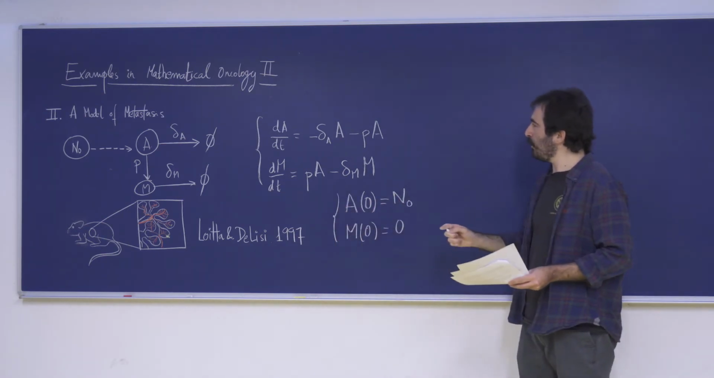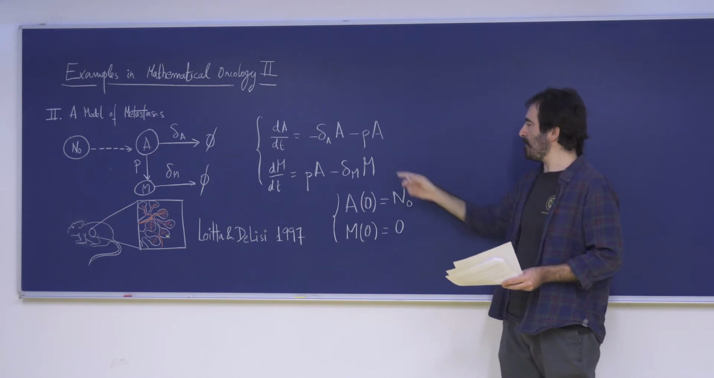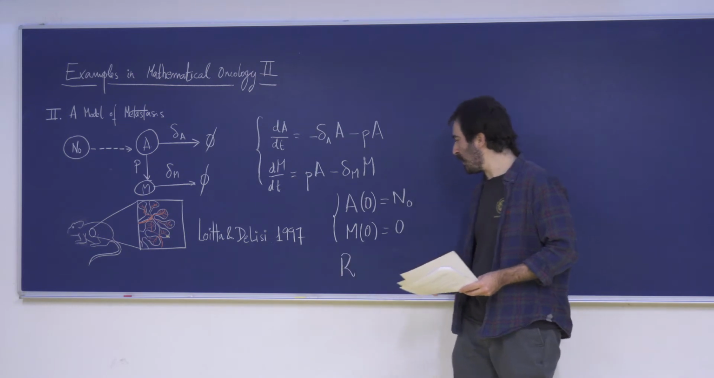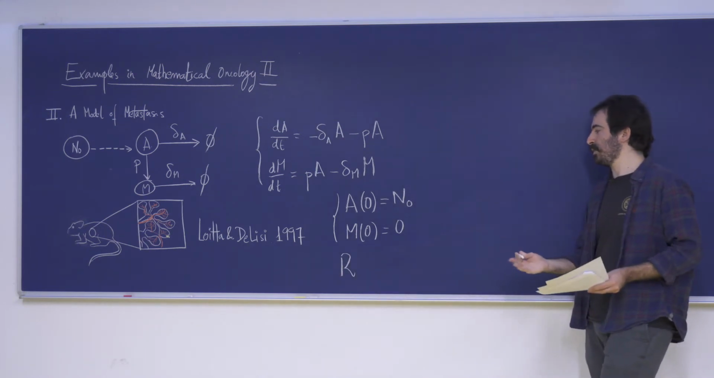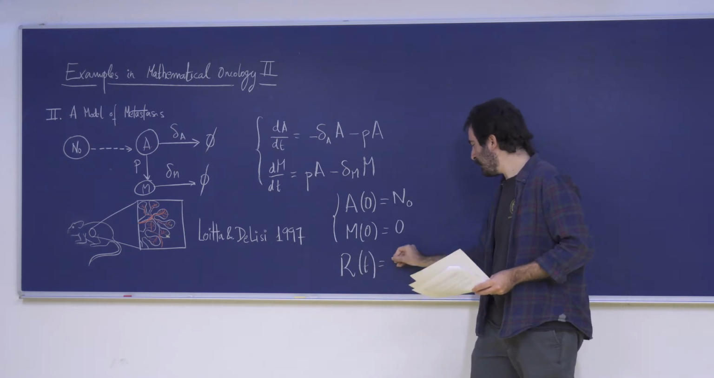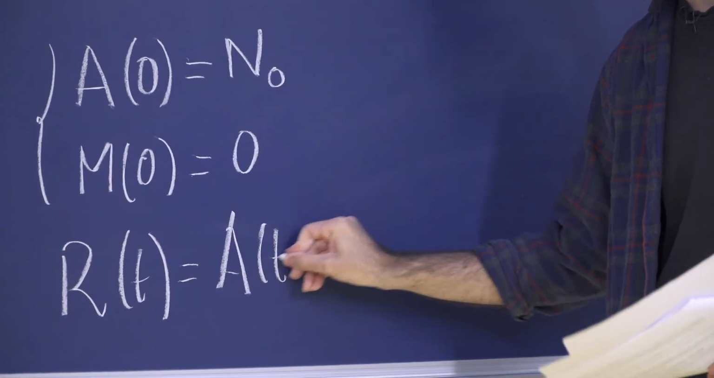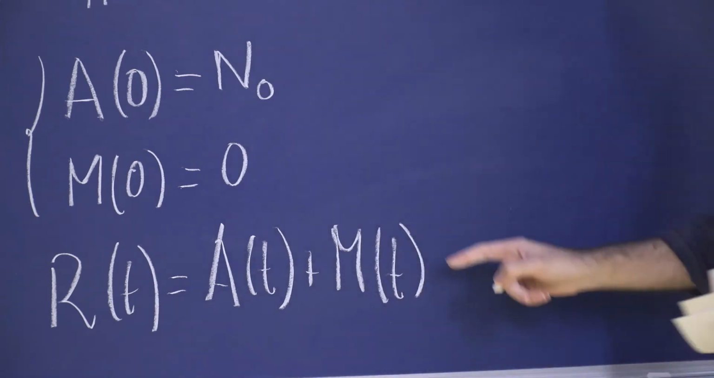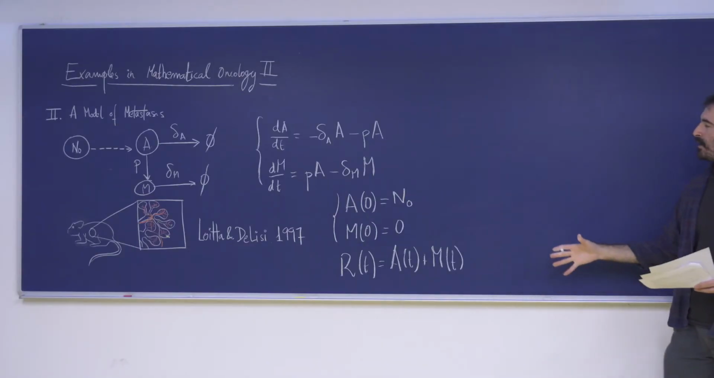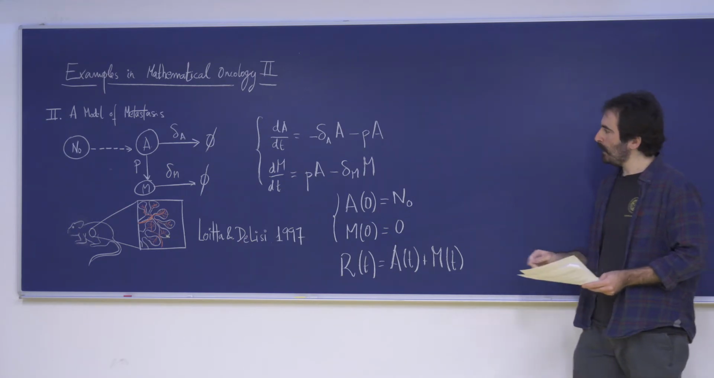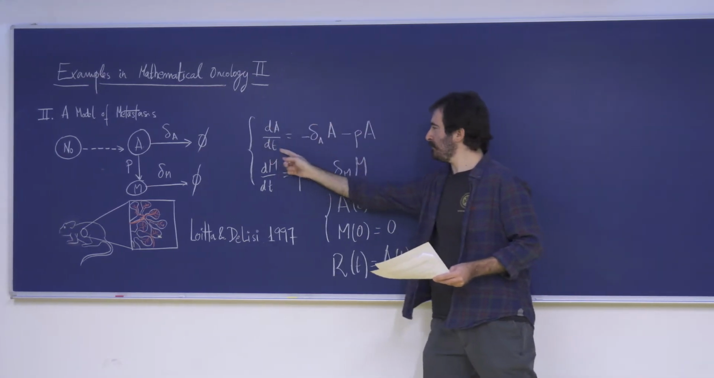We will now solve for both A and M, and then write down what would be the solution of the total number of cells, which here I just denote R, over time, which is basically the sum of the two. But in order to do so, we go step by step and start solving these two ordinary differential equations. So let's begin with this one.